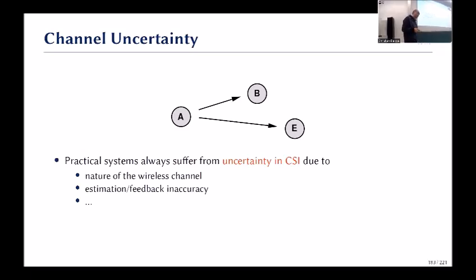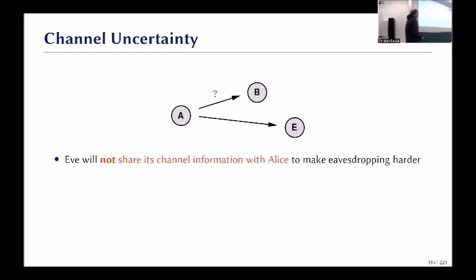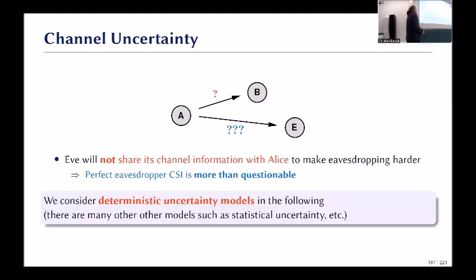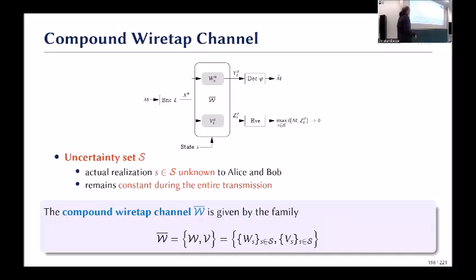So we want to have now a code which works even for several channels. So even if the channel changes, it should work. So perfect CSI is really a challenging task. Eve will not show her channel state information to Alice, to make it harder for the eavesdropper's hardware. And a perfect eavesdropper with CSI is more than questionable. So we consider now an uncertainty model in the following way. Now we assume here that the channel really can change. That's the so-called compound wiretap channel.